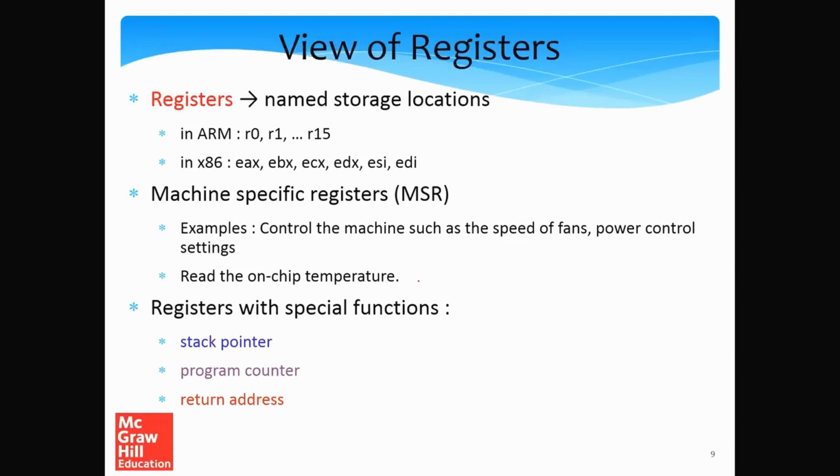Then there are registers with some special functions. One of them is the stack pointer that we shall discuss later. Then we have the program counter. We all know what the program counter stands for, from chapter 1. It essentially points to the address of the currently executing instruction. Then there is also a return address register that we'll come to later.